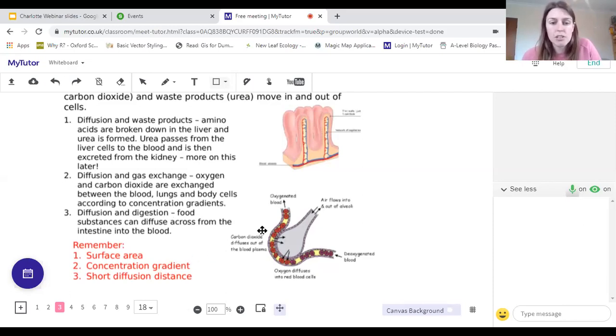Same with the alveoli with the short diffusion distance. So alveoli are usually surrounded by these capillaries carrying blood. You can see it here with the red blood cells in it. And so there's a very short diffusion distance for oxygen to move from the lungs into the blood. So surface area, concentration gradient, diffusion distance, and temperature all come into play when we're talking about rates of diffusion.